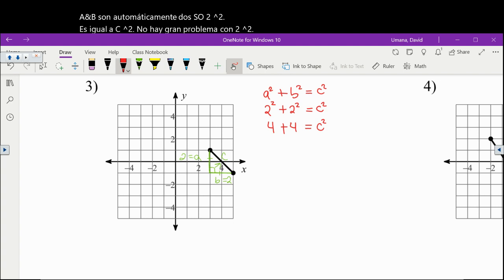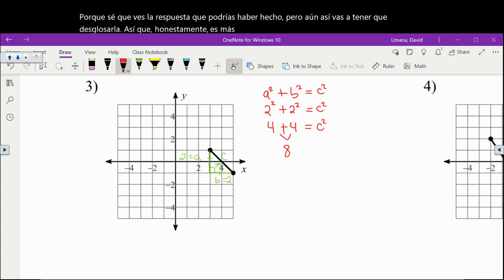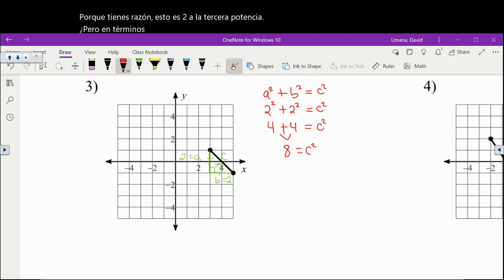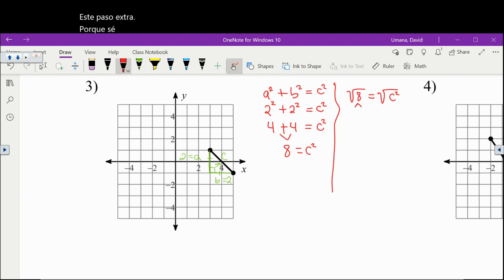Yes, sir? Could you create it, yes, you can. Because I know that you see the answer that you could have done, but you're still going to have to break it down. So honestly, it's more convenient to keep the 8 because you're right, this is 2 to the 3rd power. But in terms of what I want to do with it, this extra step, because I know that I want to break it down, the 8 is more convenient than the 2 square root of 3, even though we're talking about the same thing.